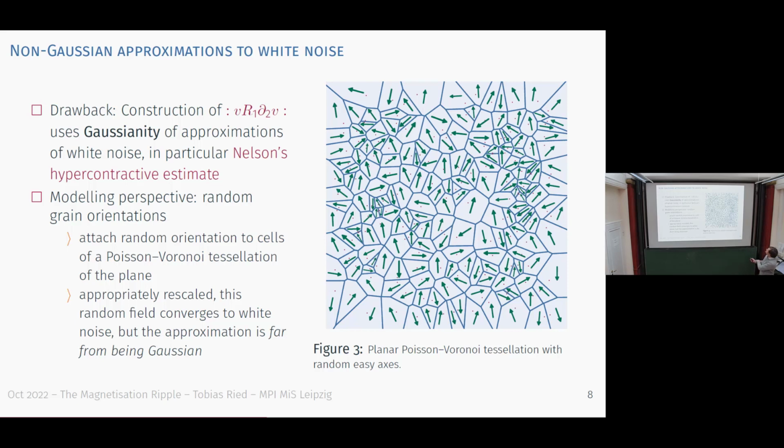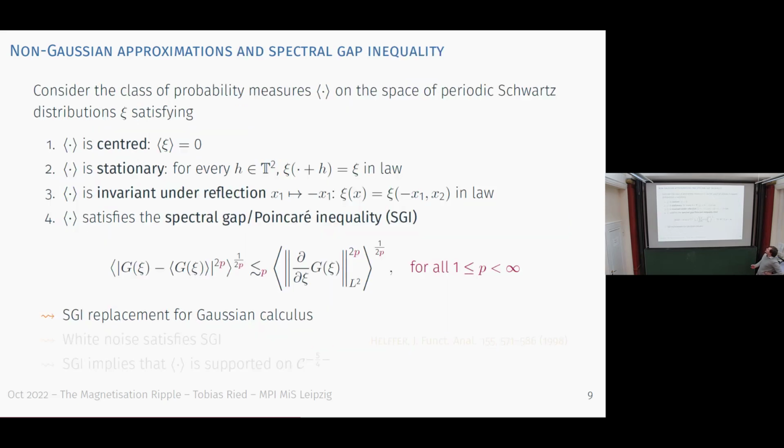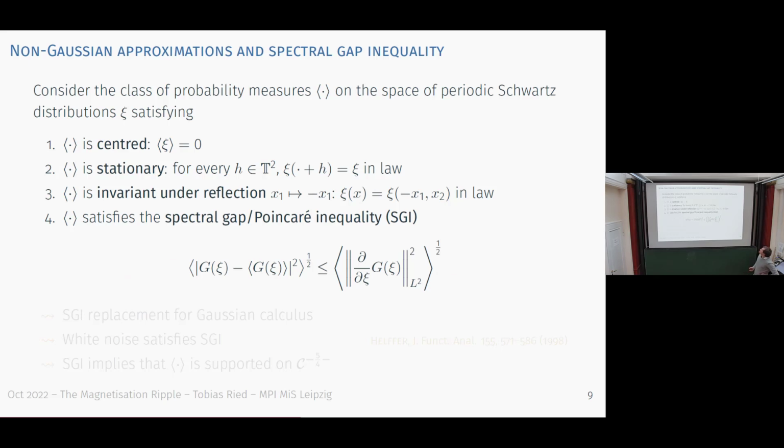Yes, as I said, this suitably rescaled still converges to white noise, but it's sort of a non-Gaussian approximation of white noise. And before going back to the energy, let me already show you the class of probability measures that we use, the class of approximations we use, that's given by the following.